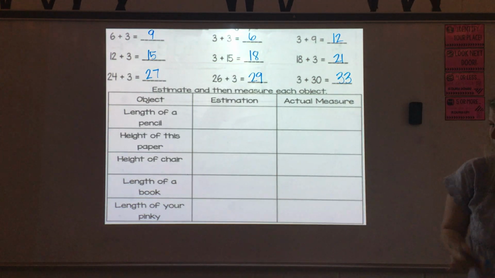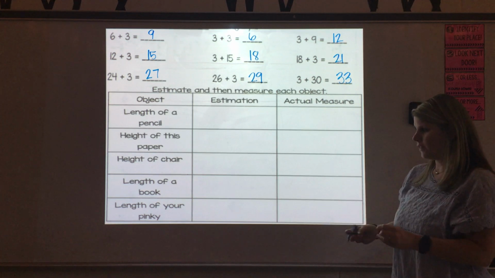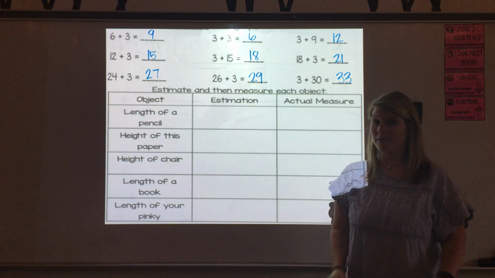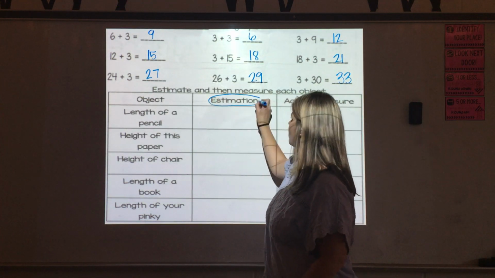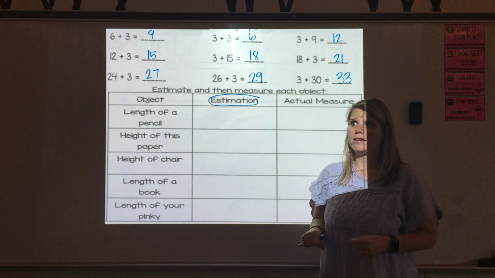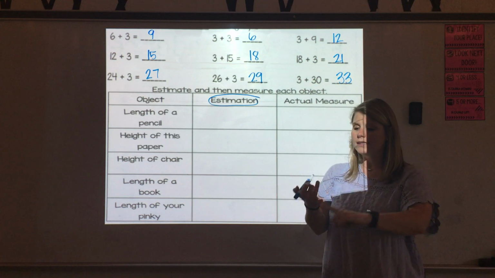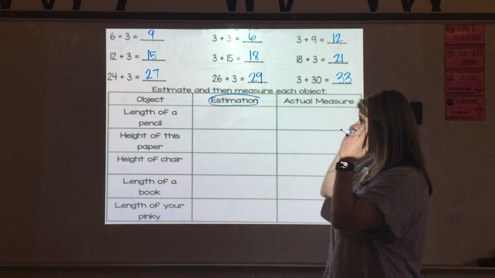Now, for this next section, I want to explain just a couple of things because it's going to be hard for you and I to possibly have the same answers on a little bit of this. I want us to focus just a second on this word estimation. Now, estimation just means you're making your best guess, using what you know about centimeters, inches, feet, yards. You're making your best guess.